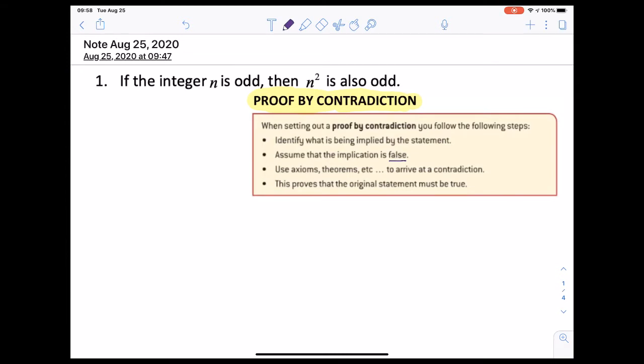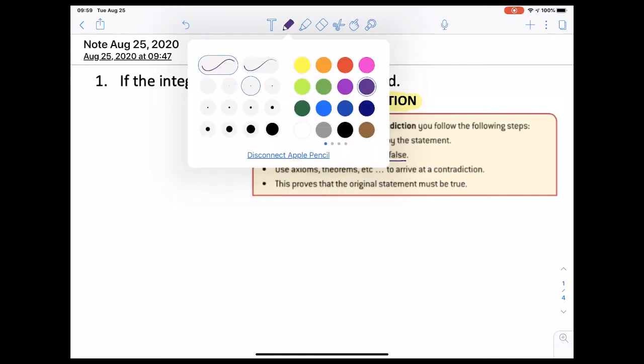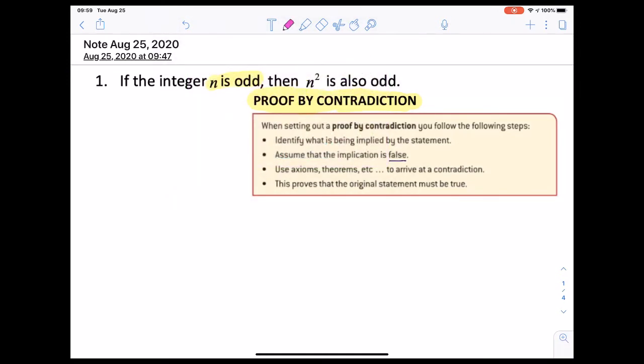So let's actually see an example of how we would go about doing this and use the steps of proof by contradiction to do it. So here's our statement: if the integer n is odd, then n squared is also odd. And so here's the idea. Let's try to see if this must be true. If I have an integer n, let's say n is 3, then 3 squared, which is 9, is also odd. 5 is odd, and 5 squared is 25. So it looks like this might be true. But let's see if we can prove this by contradiction.